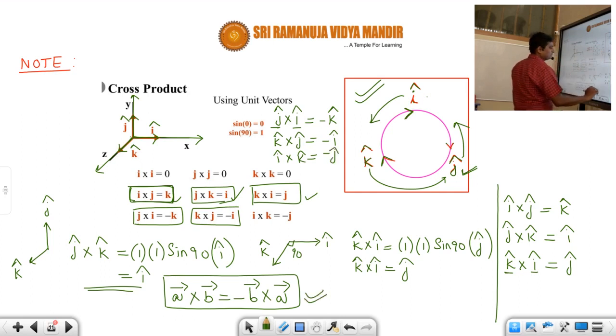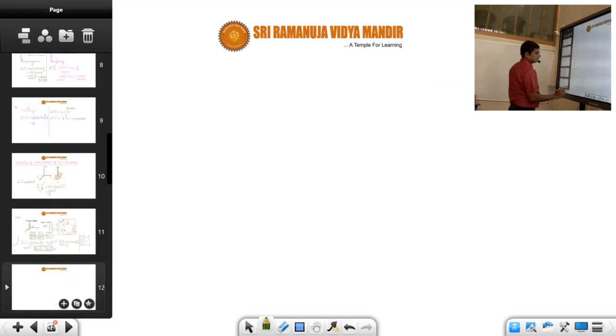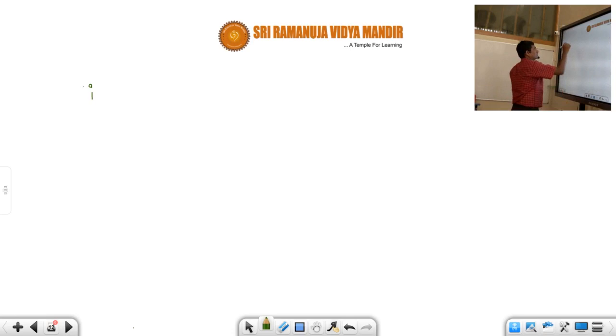So either you remember it by this equation, a cross b equal to minus of b cross a, or you can remember this circle, students. The circle is very, very easy. And now here one important thing is there, students: i cross i. What is i cross i, students? That part we have not discussed.